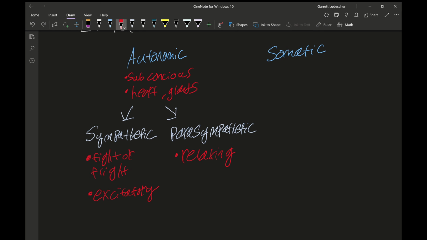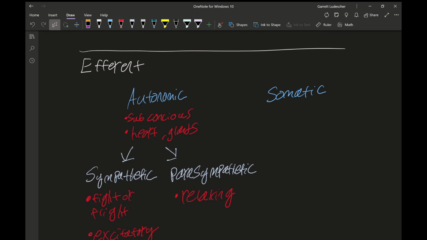Okay, and then going back to the divisions, we got to go over somatic. So somatic is just the voluntary movements and also involuntary reflexes. So we have voluntary movement, so stuff like skeletal muscles. And then we also have reflexes. So if you touch a hot pan, you instantly pull it back. That's your somatic nervous system in action. Even though it's not really voluntary, it's a reflex, so it's classified under the somatic nervous system.